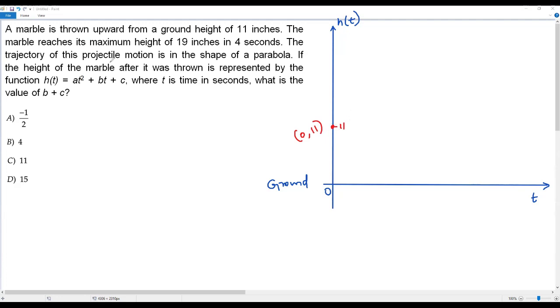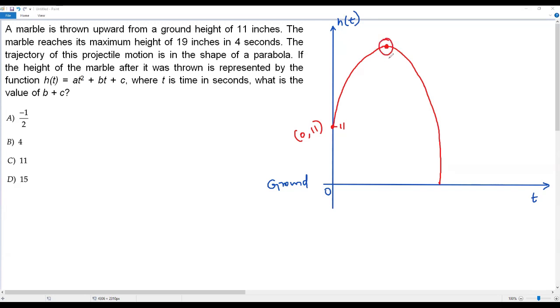And the question clearly says the trajectory of this projectile motion is in the shape of a parabola. That is, the path of the marble is a parabola. So it's going like this. It reaches a maximum height somewhere else, and it comes back to the ground like this. Usually whenever the parabola opens down, we have the maximum point at the vertex of the parabola. So here the path of the marble, or the trajectory of the projectile motion, is an open downward parabola. So we have the maximum point at the vertex.